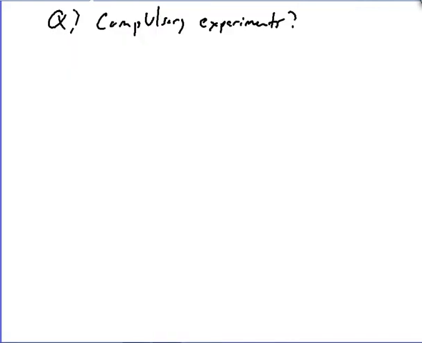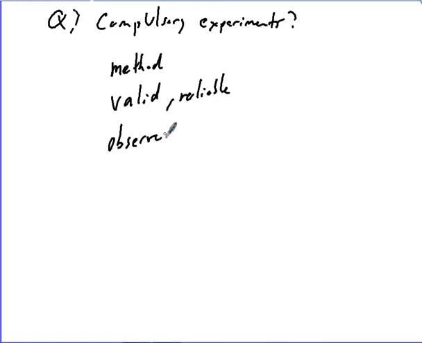The question was, what sort of compulsory experiment questions can you do? There's a whole range of questions you can ask. You could ask them what was the method they used. You could ask them how they made sure their method was valid or reliable. You could ask them what you'd expect them to observe if they did something. So if a student poured bromine water into cyclohexene, what would they observe? You could ask them to write the chemical reactions or chemical equations that take place.